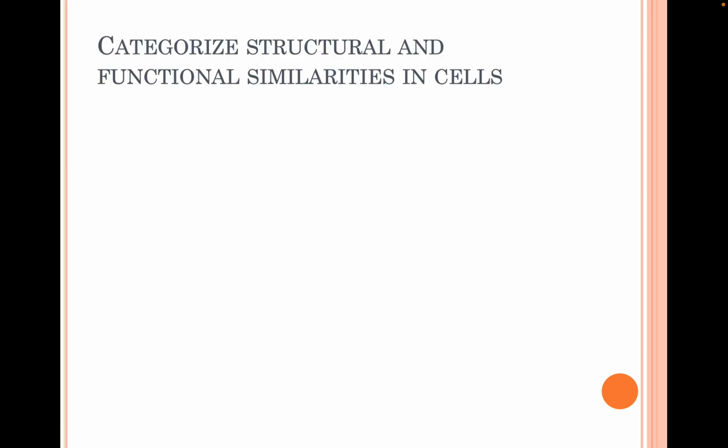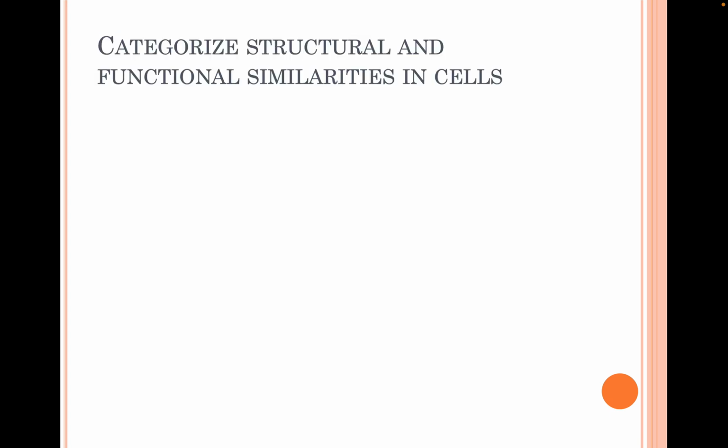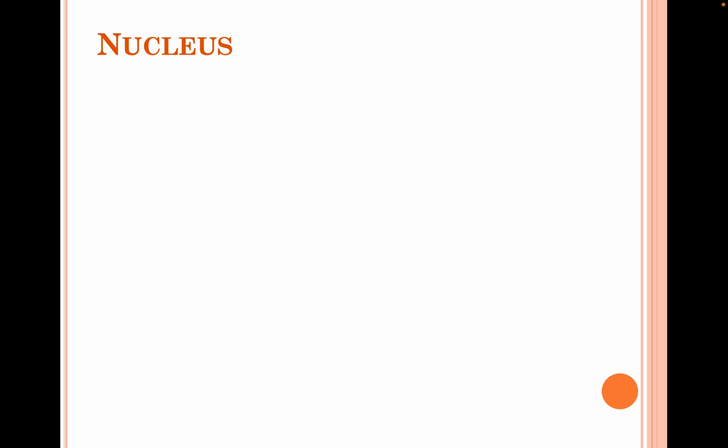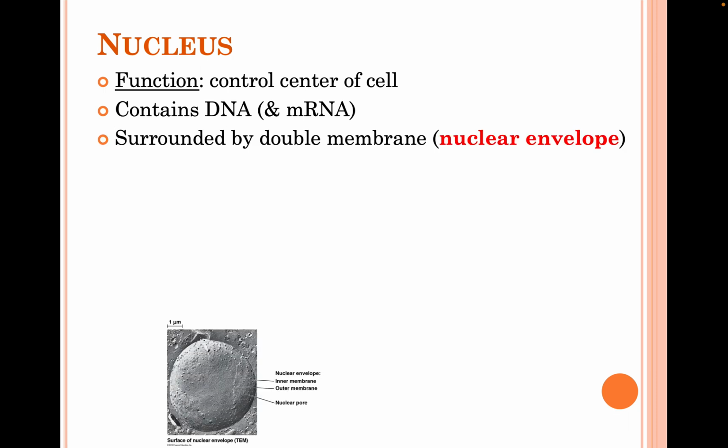All right, so next we're going to categorize structural and functional similarities in cells. First, we'll start with the nucleus. When we're talking about structures here, if it's a membrane-bound organelle, it's something that we'd only find in a eukaryotic cell, right? So a nucleus has a membrane. It's only found in eukaryotic cells. It functions as the control center of the cell. It contains DNA and mRNA.